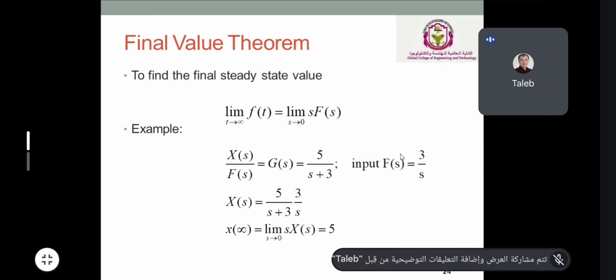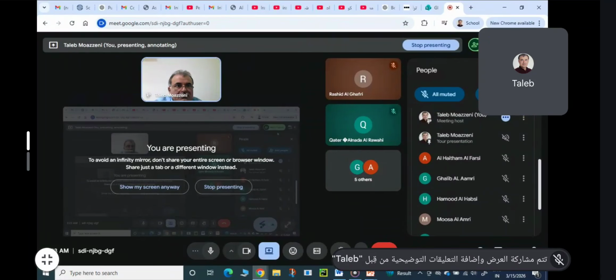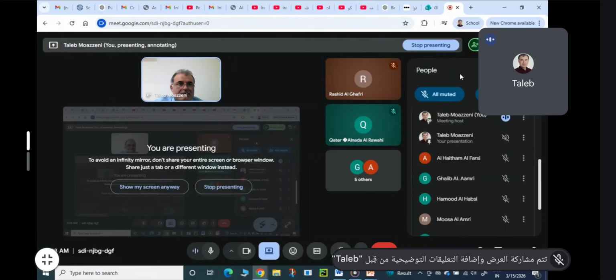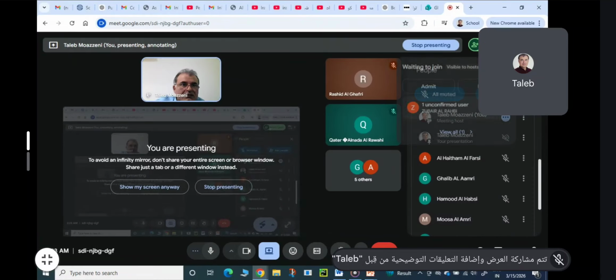So the theorem is given to you, no need to memorize this, which means that the limit, the value at infinity is given by this. Let's see, someone maybe needs to permit accept this one, and then I will back.